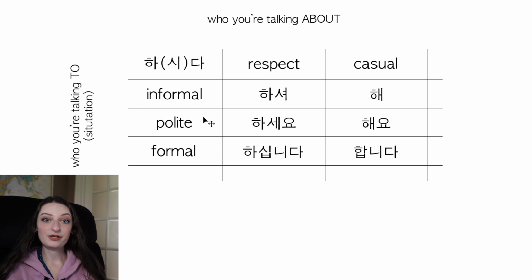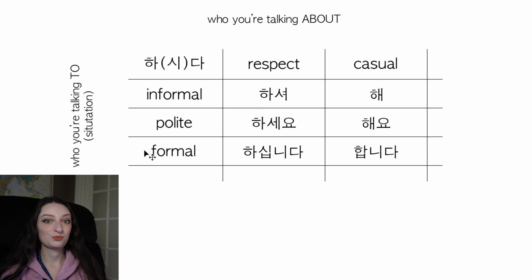Now we're going to move on to polite. Again, we're still talking about a friend, so we don't need the 시. The person I'm talking about is still casual, but let's pretend now I'm speaking to a coworker where you don't have to be excessively formal, but you also need to be polite. That's where we introduce the ending 요, and this is called 존댓말. So very simple: 해요.